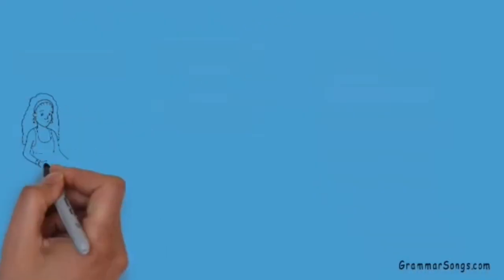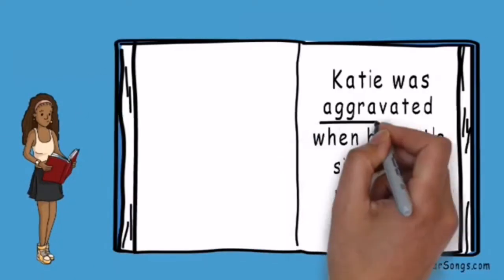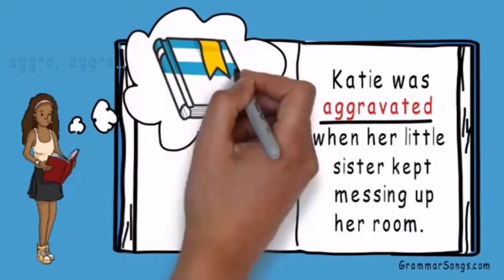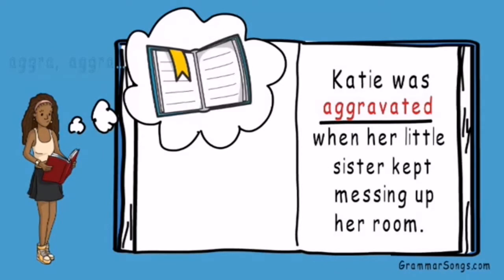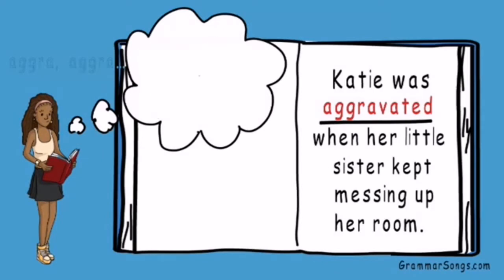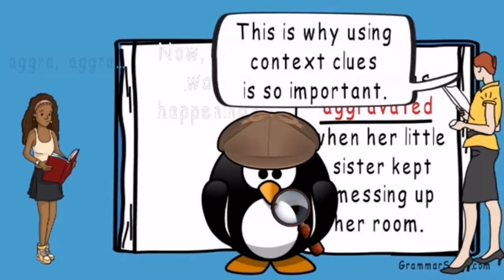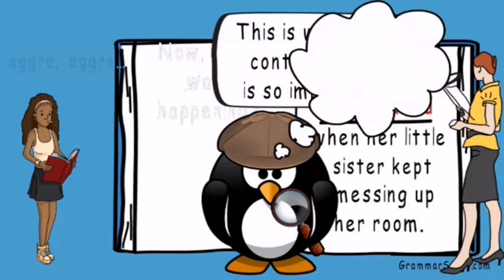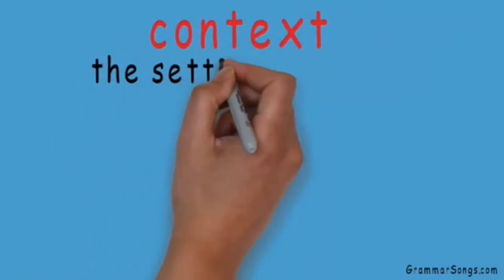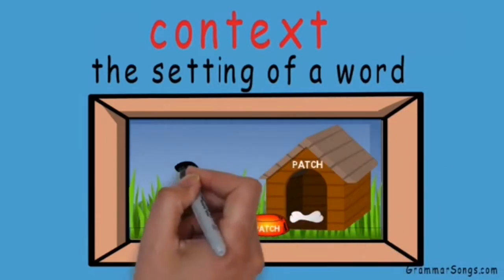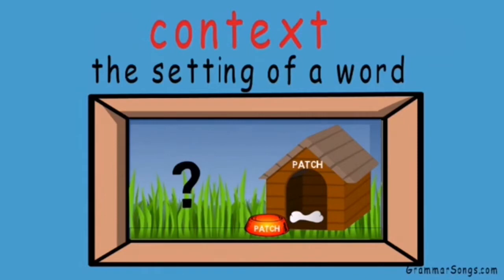Let me show you. When we read, sometimes we will come upon an unfamiliar word that we don't know and have trouble sounding out. We could choose to stop reading and find a dictionary, but this can take away from our comprehension or understanding of the story by interrupting the flow. Now, what was happening? This is why using context clues is so important. I know what clues are, but what is this thing you call context? Context is like the setting of a word. You can probably guess what is missing from this picture based on the setting or context around the missing object. Sure, a dog. Using context clues is similar.